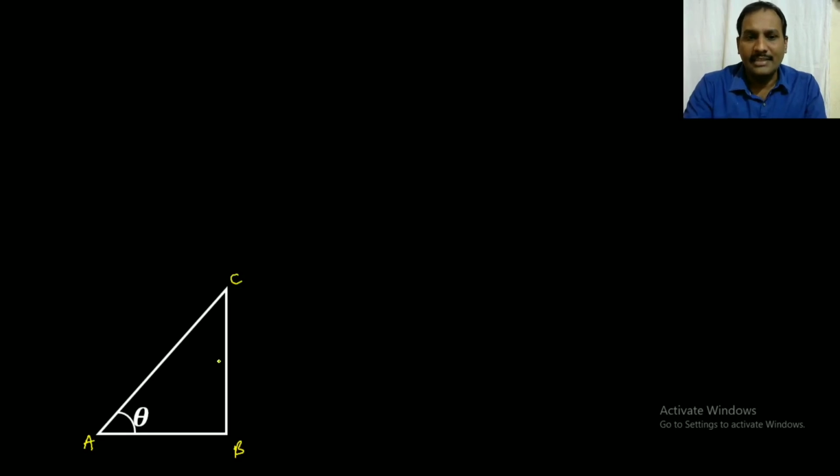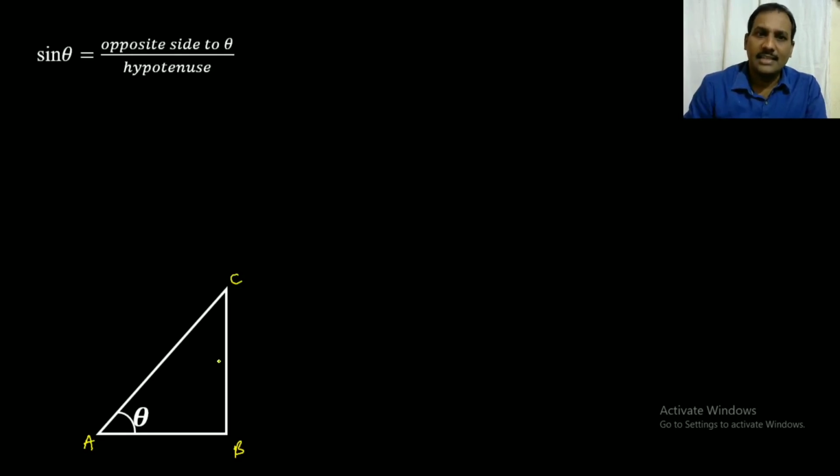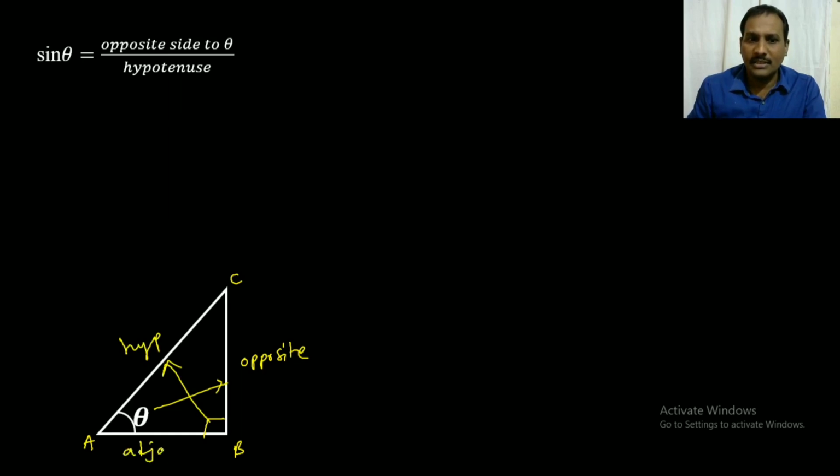then sine theta is defined as the opposite side to theta. So this is the opposite side to theta, and this is the hypotenuse, opposite to the right angle. This is the hypotenuse, and this is the adjacent side to theta. So now sine theta is defined as the opposite side to theta by the hypotenuse. So what is the opposite side? BC by the hypotenuse, which is AC.